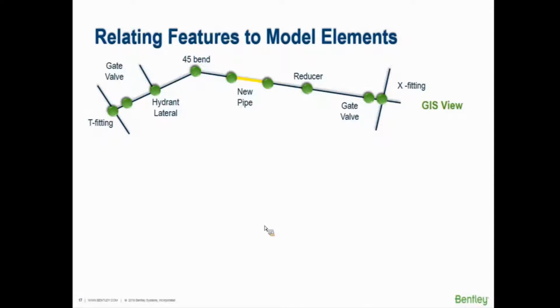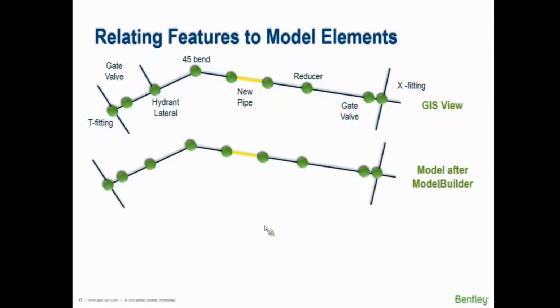Sure, there's points and lines and junctions and everything in both, but we might need a way to convert all of the point feature data to model elements. And in this case, we can use Scalebrator to reduce some of the complexity. In this case, reducers would actually be a junction. A new pipe would actually just be another pipe. Laterals would be a junction. So with ModelBuilder, when we bring in the data to build a model, we're going to end up with junctions and pipes.